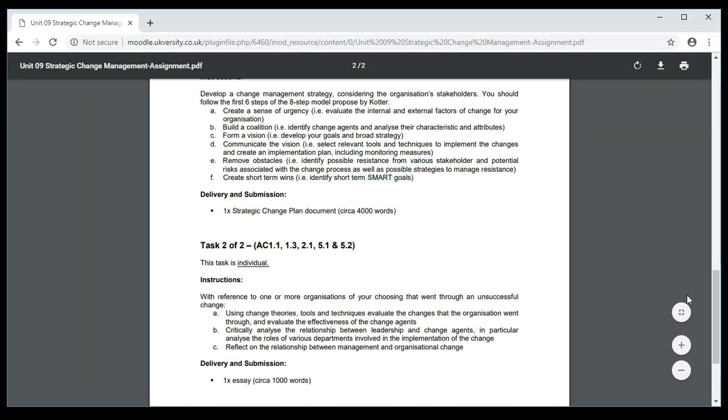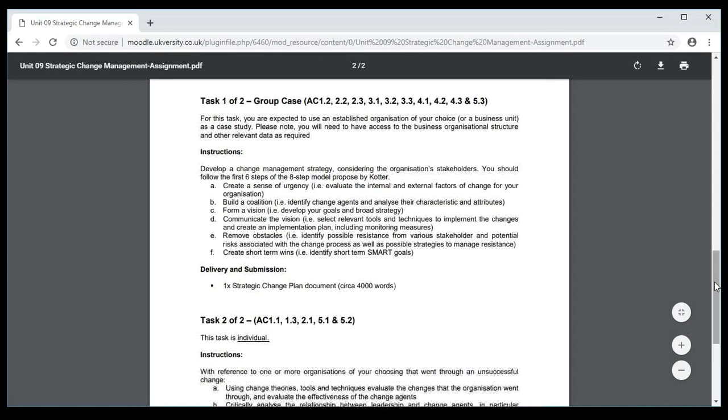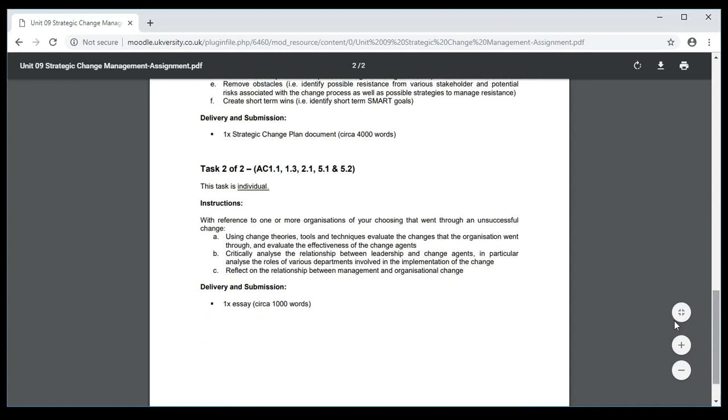So next lesson I'll give you some headings for each key area. If you go through those, they can meet all these learning outcomes, because we'll finish 5.3 next lesson as well. Then task 2: this one needs to be a strategic change plan document.